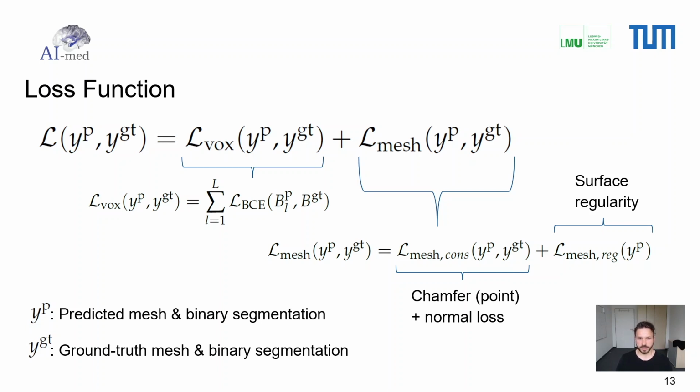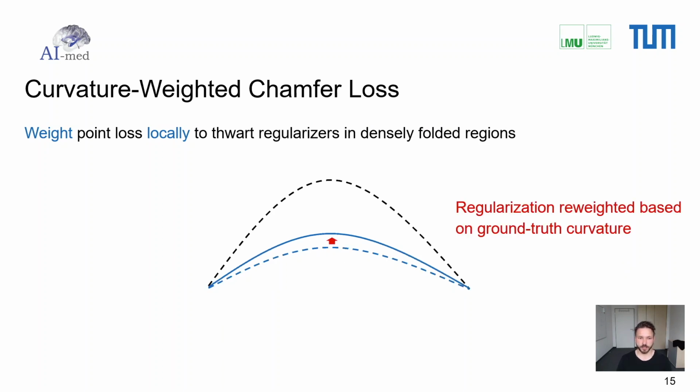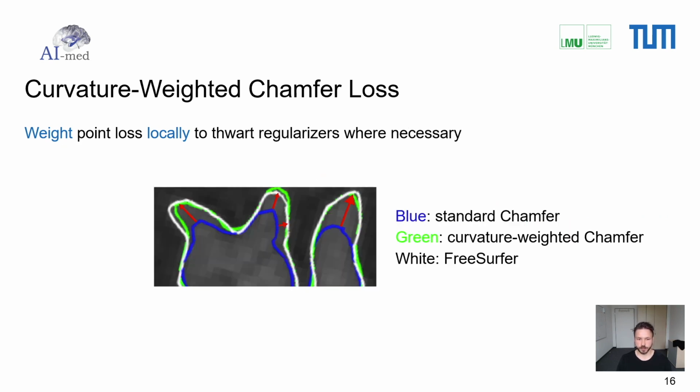The regularizer is in particular necessary to ensure that the predicted surfaces are smooth and free of self-intersections. In general, however, the regularization term degrades the accuracy in highly curved regions of the surface. Therefore, we propose to reweight the ratio between point and regularization losses locally according to the curvature of the ground truth at the corresponding points. We found this curvature-weighted chamfer loss to be highly effective in that it increases the geometric accuracy in tightly folded regions of the reconstructed surfaces.